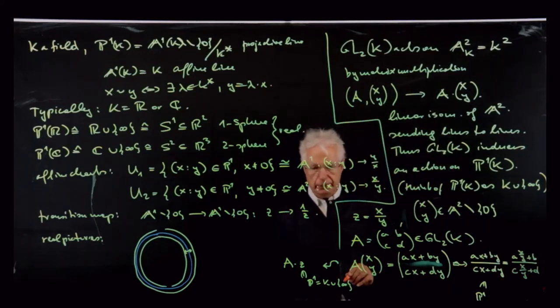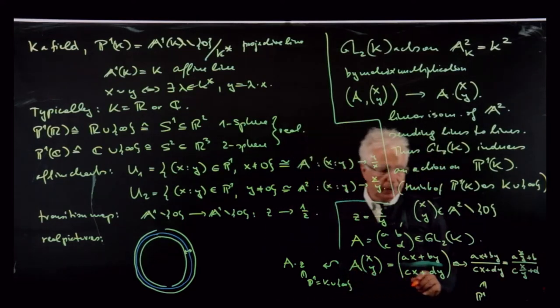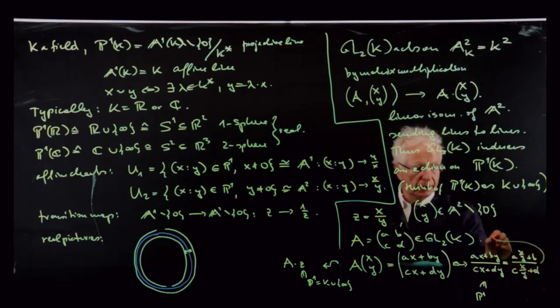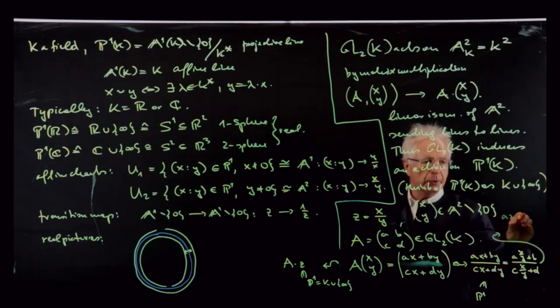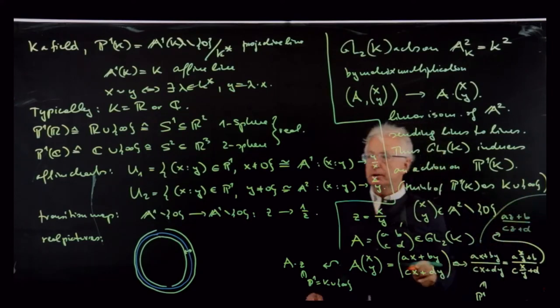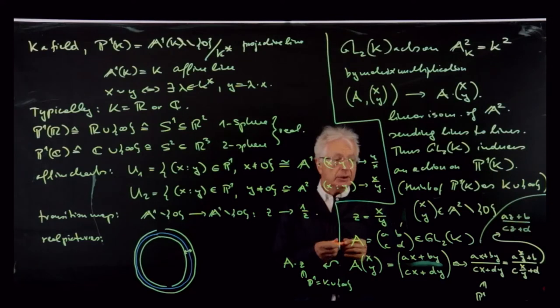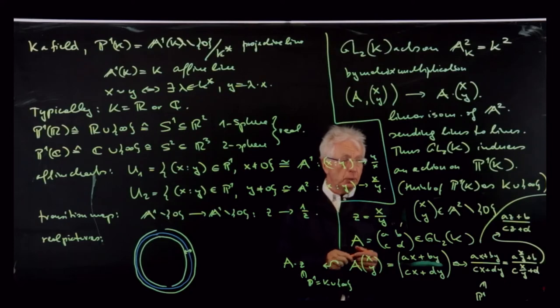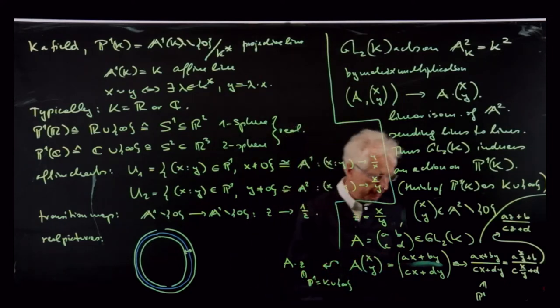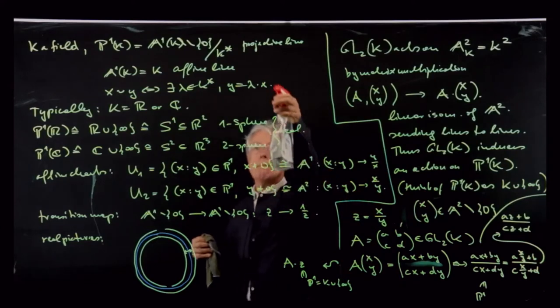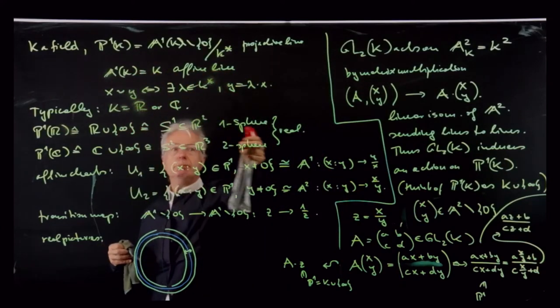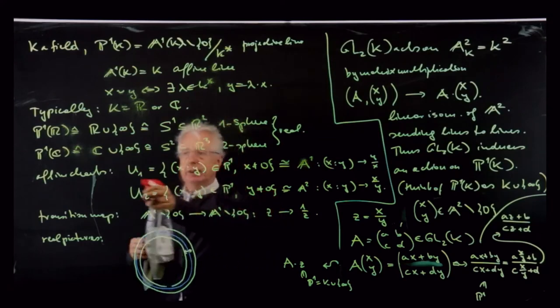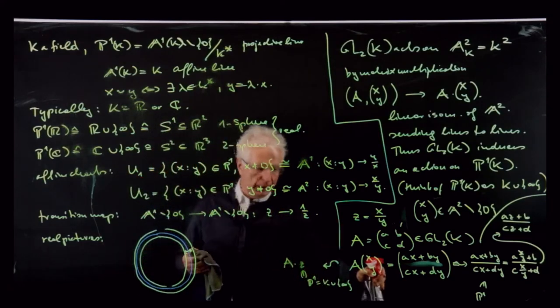I hope you can still see this. Let me check. Yes. And this here is nothing else. Now we can write z again for x over y. This is az plus b over cz plus d. So this proves that the action of GL2 on P1 is by Möbius transformations. Very simple computation, but one has to do it once in your life to be convinced that that's correct.